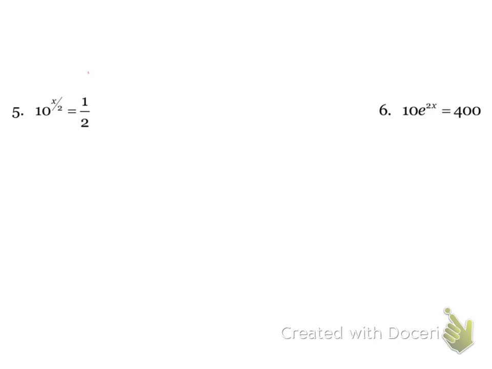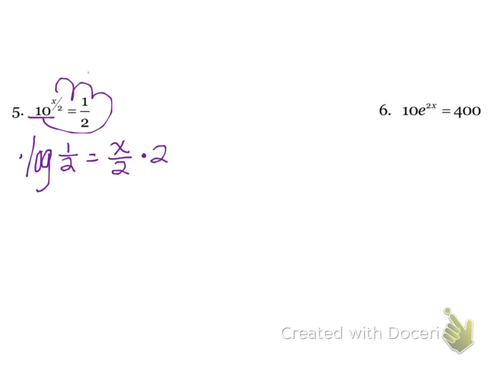Okay, and our final 2 problems are exponentials. So I'm going to rewrite this as a logarithm. So I have log, and I don't even need to write base 10 because it's understood, of 1/2 equals x over 2. Well, I can take log of 1/2, but to be even more exact, I'm going to multiply both sides by 2. And since that cancels on the right, x then equals 2 times log of 1/2.